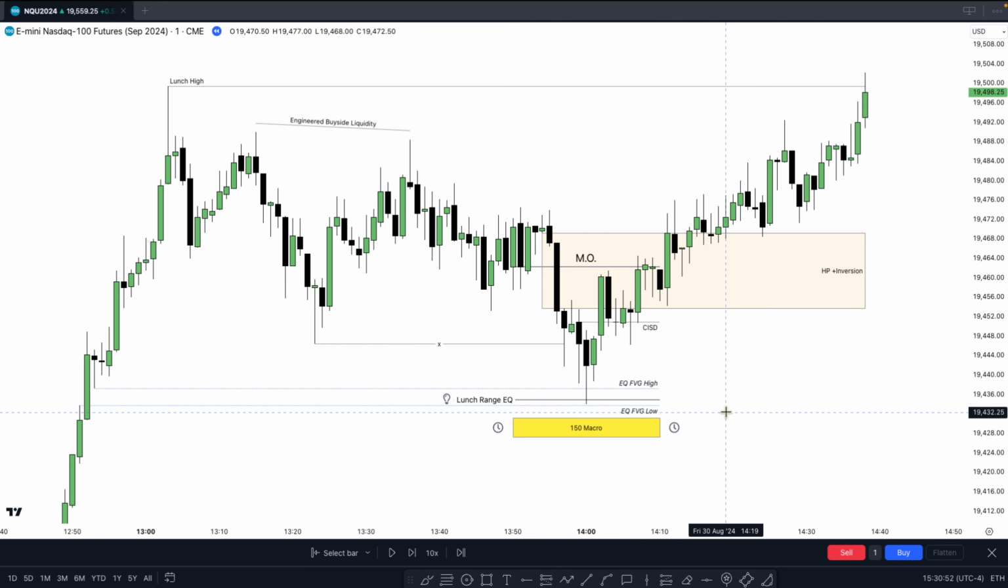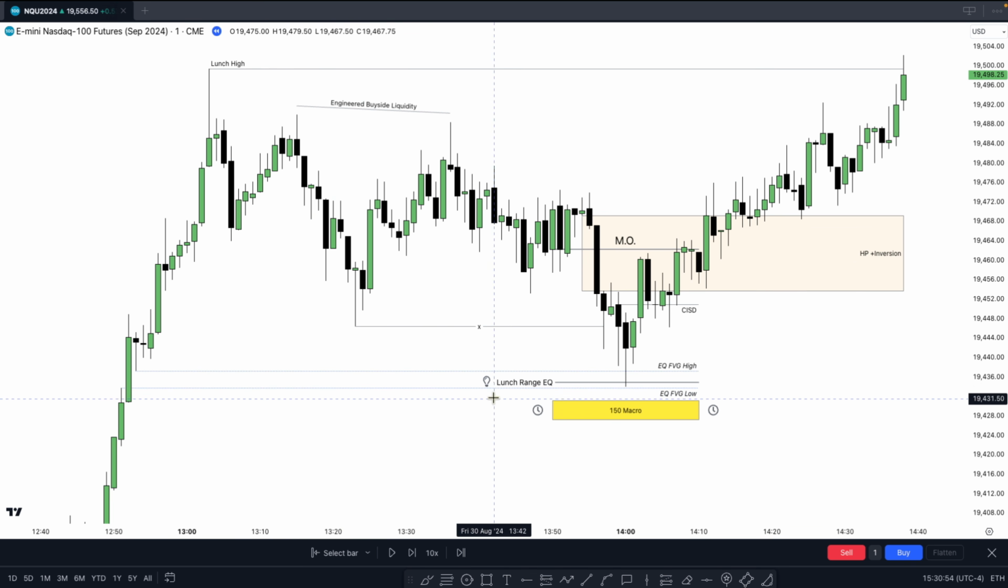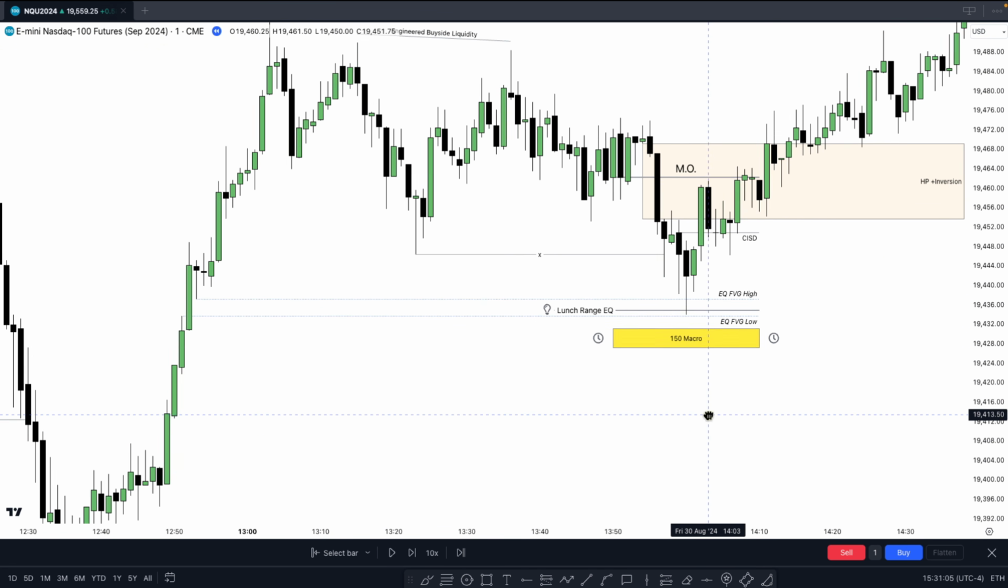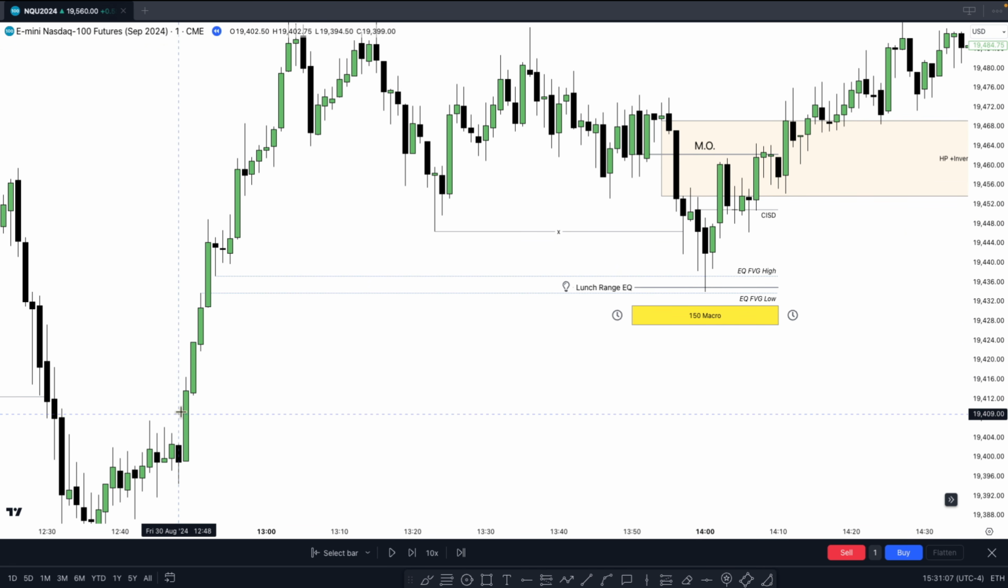Now that in and of itself is a framework, but if you look to the left, see how we also have this equilibrium fair value gap right at equilibrium of the range. So an equilibrium fair value gap is very important to me. So this plays hand in hand with what I discussed in regards to the breakaway gap here.